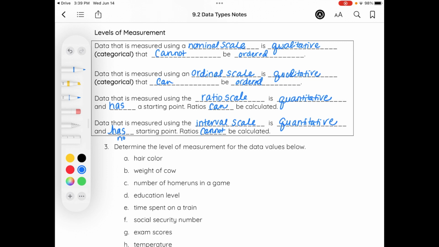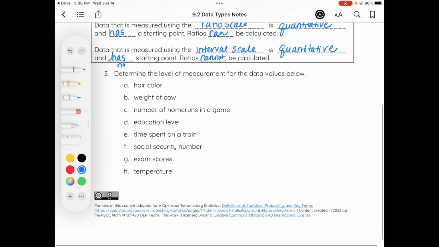So all of the topics that we had above, let's go through all of the different ones and determine the level of measurement given all that we know with each of the pieces. So we determined that hair color was qualitative because it was categorical.